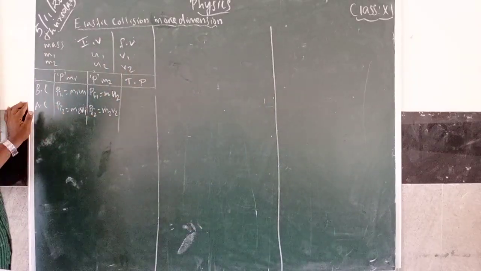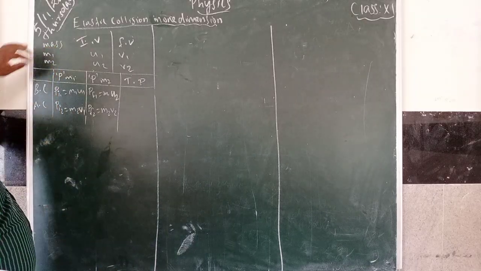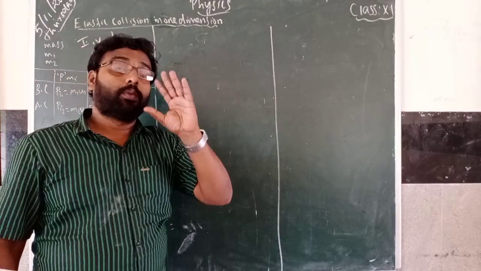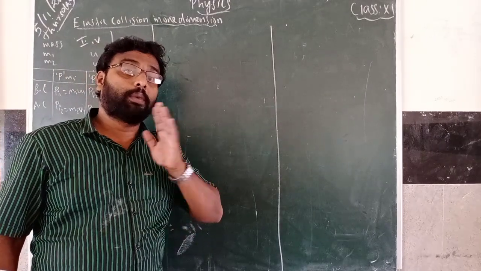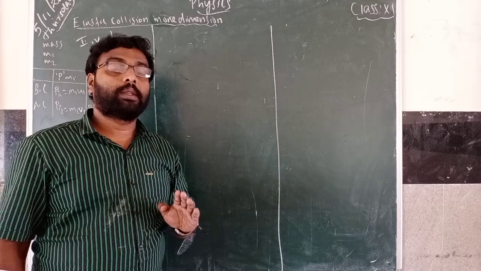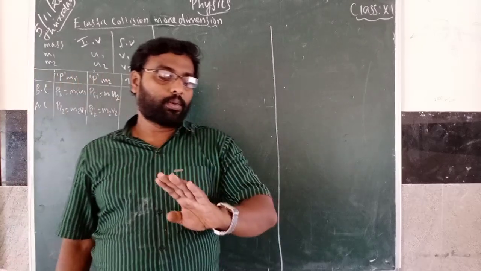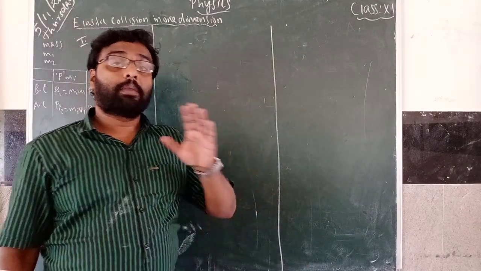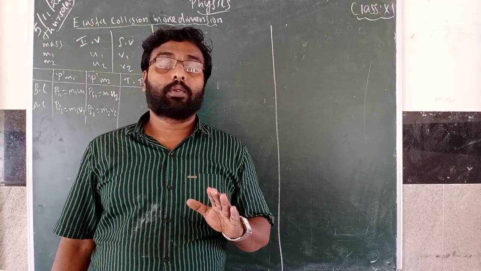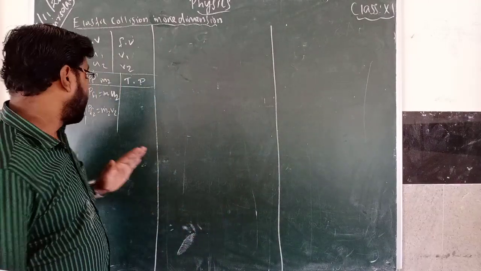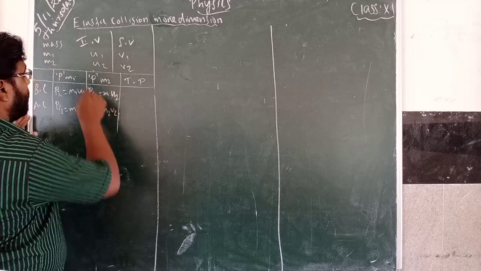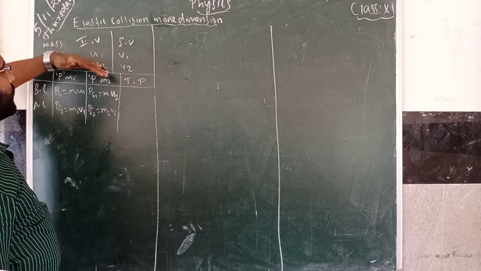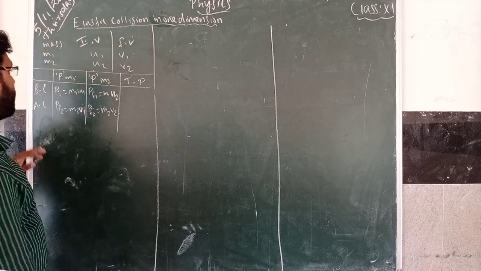For that, first write this table. Remember, during elastic collision, total momentum is conserved, so momentum before collision is equal to momentum after collision. In the same way, kinetic energy before collision is equal to kinetic energy after collision. So the masses are m1, m2, the initial velocities are u1, u2, and the final velocities are v1, v2.